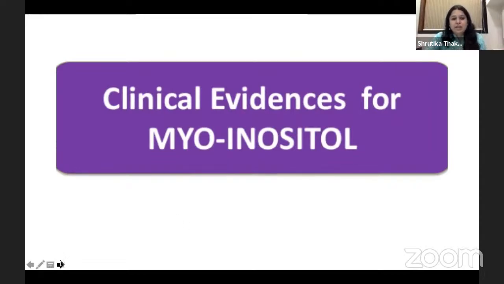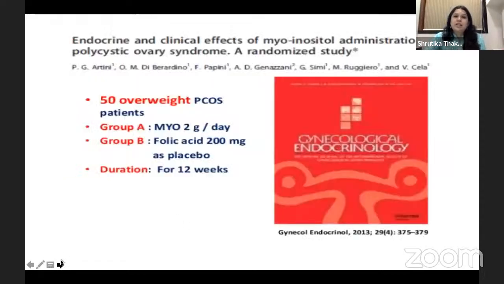What are the clinical evidences of myo-inositol? Since 2017, we are seeing more and more papers. We are yet to have one complete paper that says that yes, for sure it is going to affect PCOS, but there are a lot of randomized controlled trials which are coming up, and they all are showing a favorable outcome.